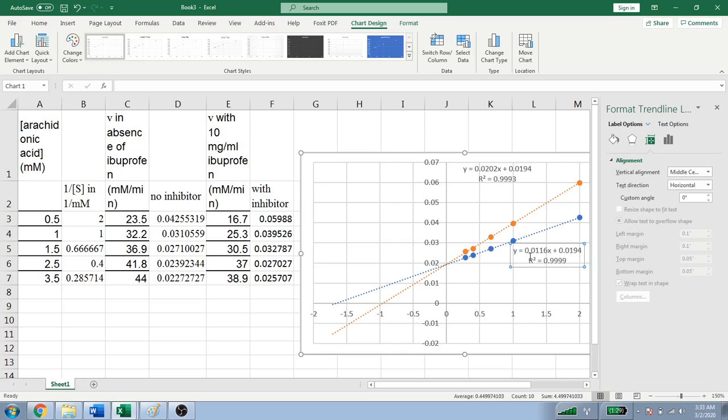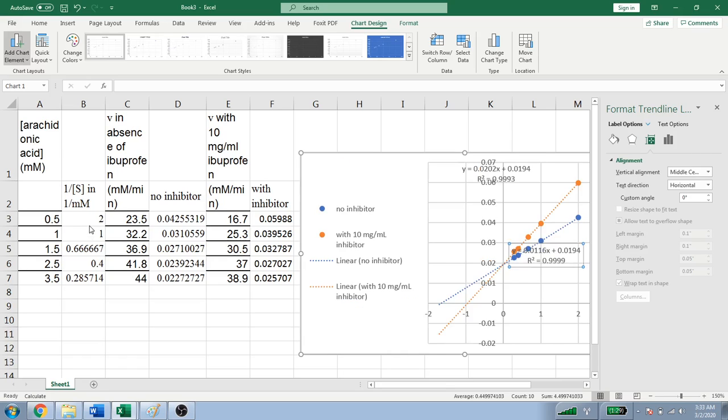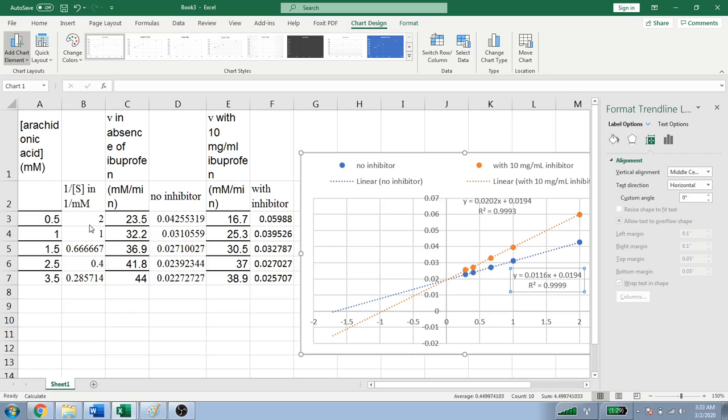Right now, I need to know which line is which, so I'm going to add a chart element, add a legend here. I like to have the legend on top. All right, so no inhibitor is the blue, and yes inhibitor is the orange. All right, so let's check this out.